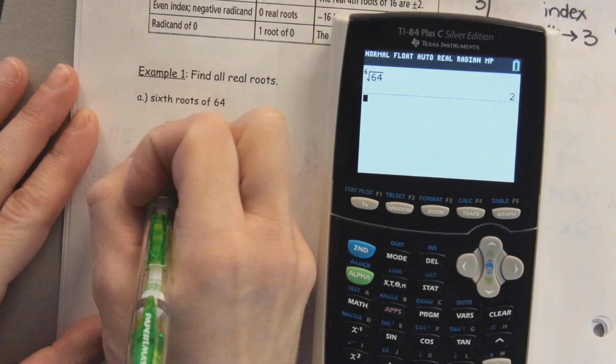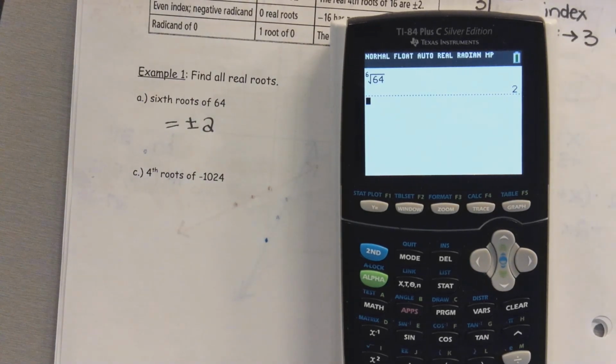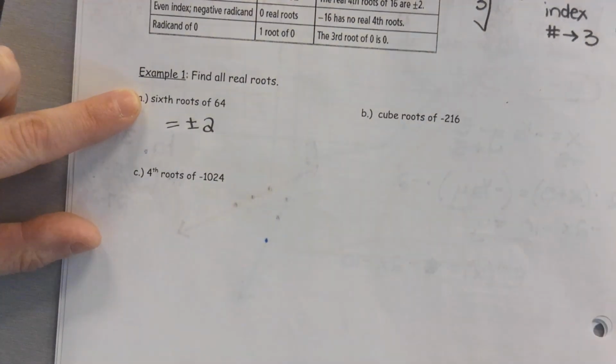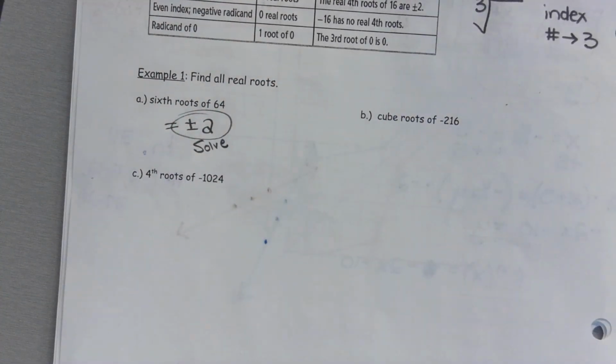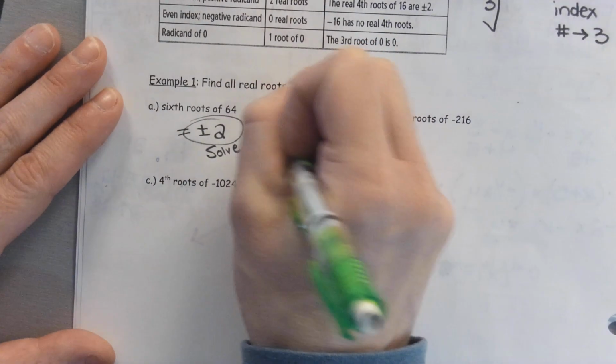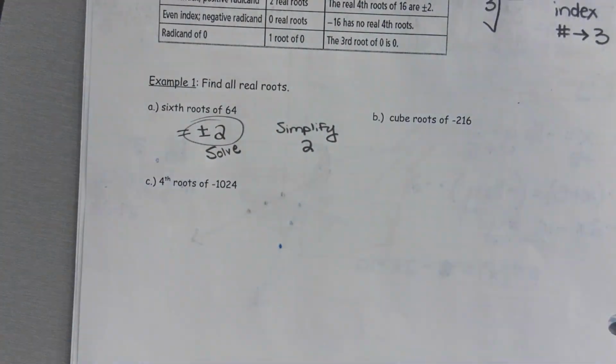Now, truly, if we were solving, we would say plus minus 2. If you're simplifying, you would just say 2. So you need to be careful whether or not you're solving. If this question was a solve question, this would be my answer, plus minus 2. And that's what we're doing right now. We're solving. We're finding the real roots. If it had just been a simplify question, my answer would just be positive 2. So solving, you get the plus minus. Simplifying, you just get the one value.